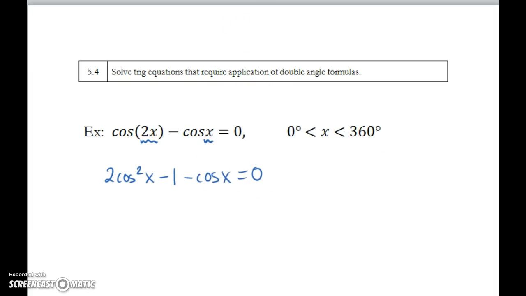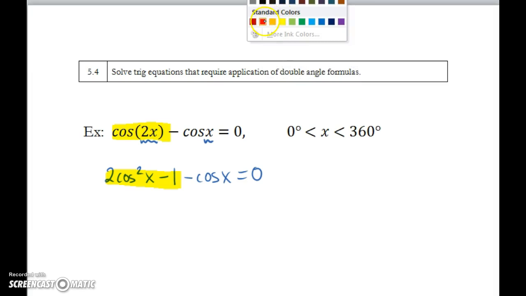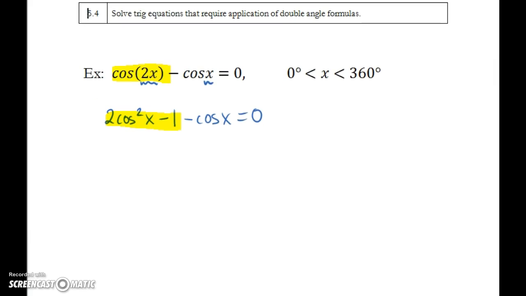So we've done a substitution here. We replaced cosine 2x with 2 cosine squared x minus 1. We're allowed to do that because of the double angle formula. Now we have only one trig function and we have only one argument, which is x. Notice this is a quadratic because we have the exponent squared there. So we're going to have to factor. And what we've been doing in class is taking the trig out while we factor and then putting the trig back in at the end.